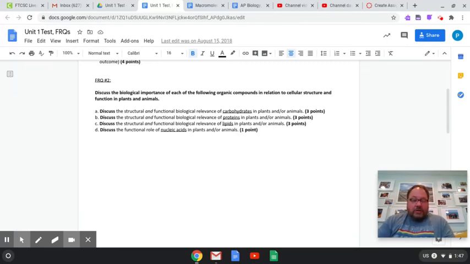C, discuss the structural and functional biological relevance of lipids. So, structurally, how are lipids valuable to plants? Structurally, how are lipids important to animals? Functionally, what can lipids do for plants? And functionally, what can lipids do for animals? And then finally, we got a one-pointer to finish up, part D. What's the functional role of nucleic acids in plants and animals? So DNA, RNA, how are they relevant?